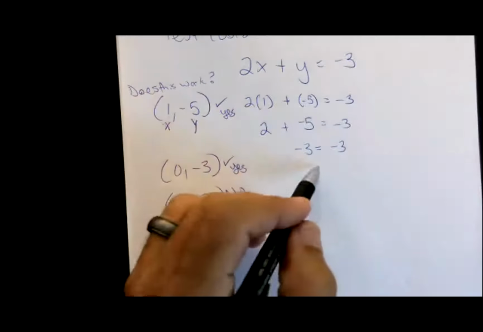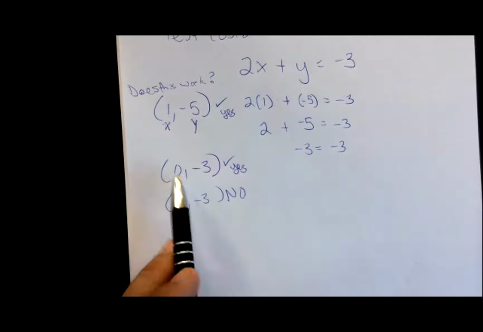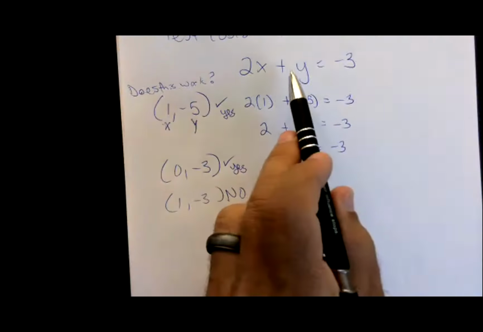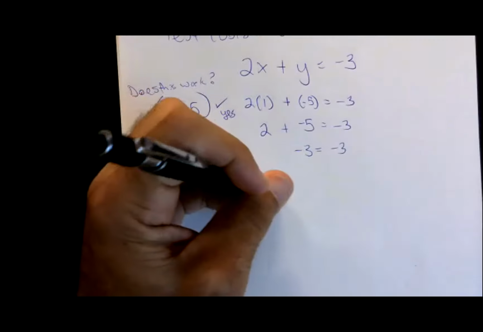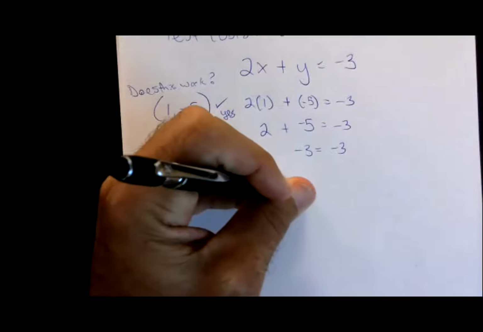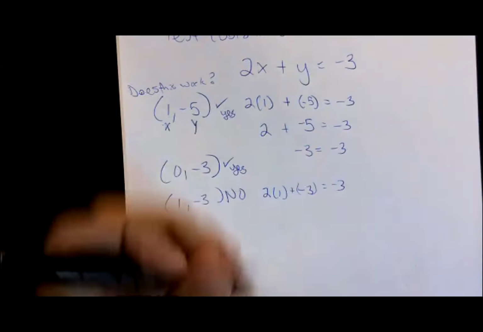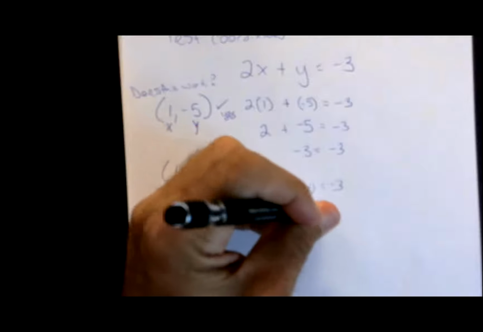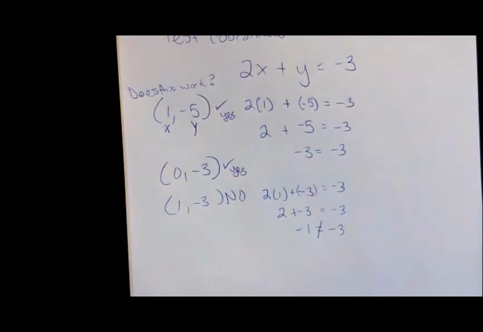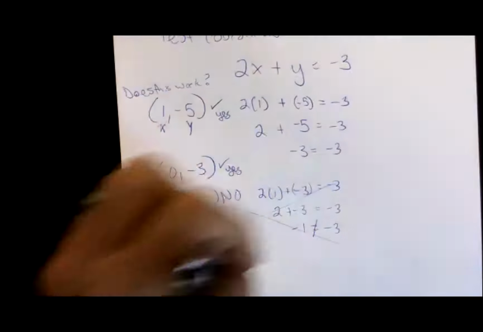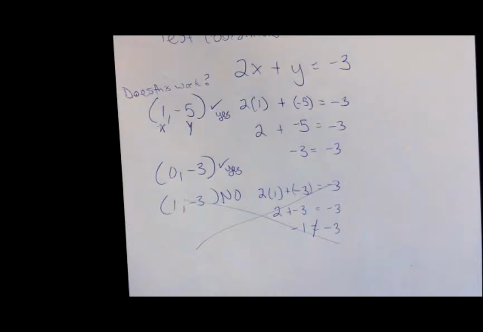And while I showed the steps and the work on this one, I just knew 2 times 0 is 0. I plug -3 in for y, -3 equals -3. For the other one, 2 times 1 is 2. 2 minus 3 is -1. -1 is not -3. So if I show the work for this one, -1 does not equal -3. This is a bad point. That point would not be on the line.